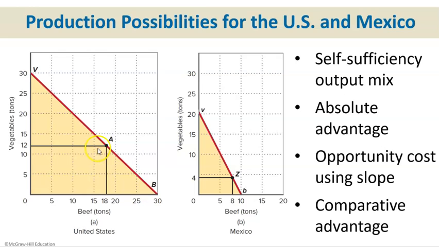Remember what the graph is showing us. The end point is telling us, this point right here would be, if the US used all of their resources and only produced vegetables, they would be making 30 tons of vegetables and no beef at all. Or if they used all their resources to make beef, then they would end up here. They would have 30 beef and no vegetables at all. So in the country, they're not going to only want vegetables or only want beef.